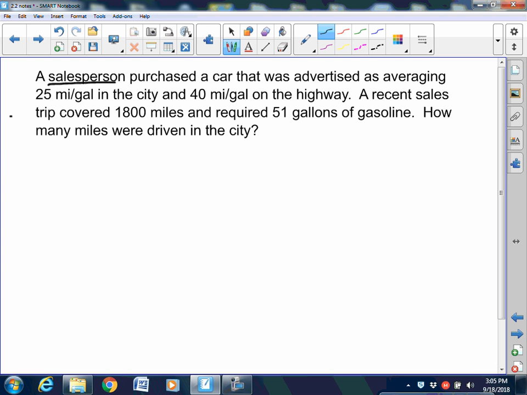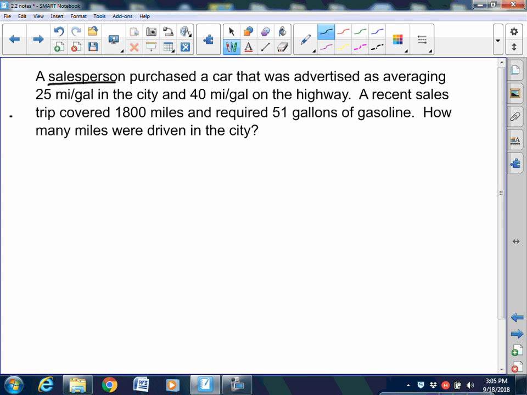Some salesperson purchased a car that was advertised as averaging 25 miles to the gallon in the city, and 40 miles to the gallon on the highway. That's really good, you would like to get a car like this. There are some cars like that, not many. A recent sales trip covered 1,800 miles and required 51 gallons of gasoline. How many miles were driven in the city?